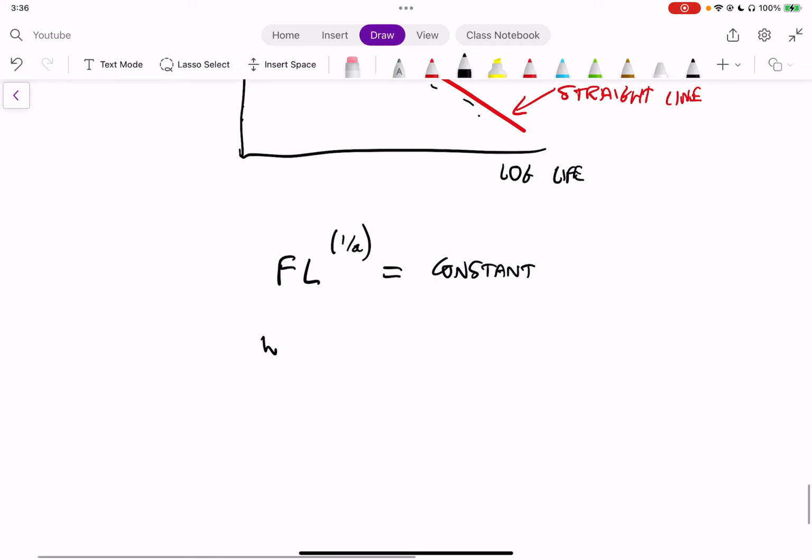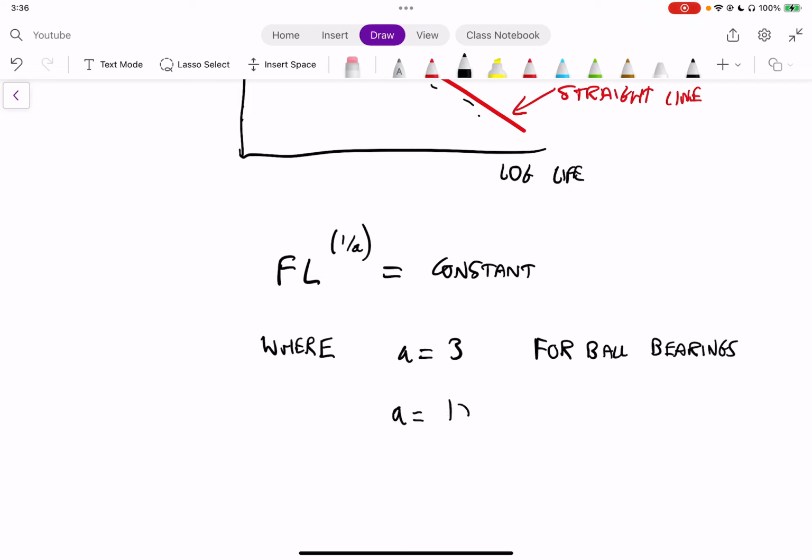So this is where a is going to be equal to a certain value. And this is true for most bearings. And so a is going to be equal to 3 for ball bearings. So for ball bearings, we can use a is equal to 3, and we would get the relation that we usually see for ball bearings. And then a is equal to 10 over 3, so slightly higher than 3, for roller bearings.